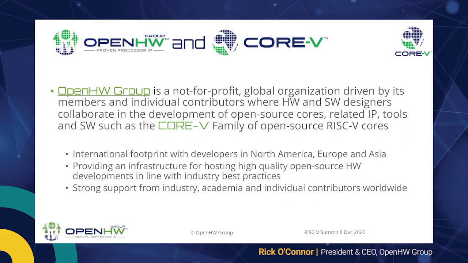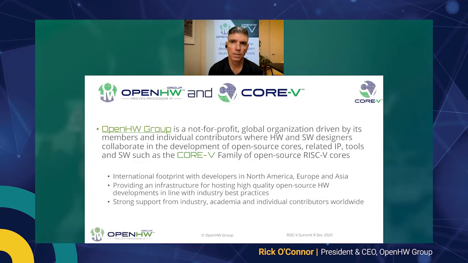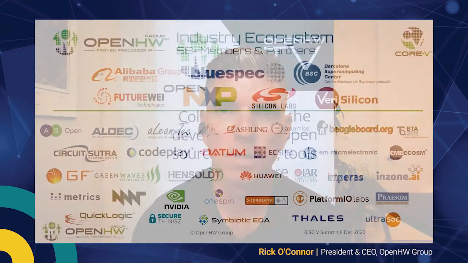The Open Hardware Group is a nonprofit organization that has been put in place to try to solve these barriers to adoption, and in particular, to provide an environment where hardware and software developers can collaborate on open source IP, the tool chain, and the resultant ecosystem. In particular, this is for a family of open source RISC-V cores, which we call the Core 5 family. We have developers throughout the world in North America, Europe, and Asia, with a broad spectrum of support across industry and academia. What we're really working on is hosting high quality industrial grade IP that can be trusted and used in high volume production SoCs.